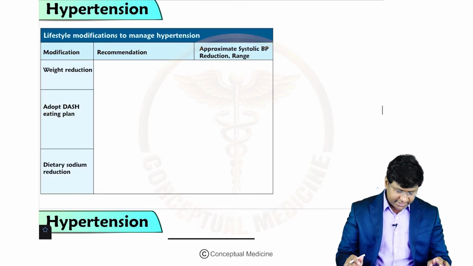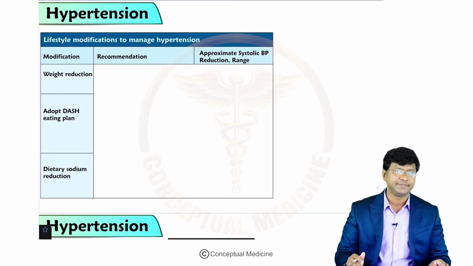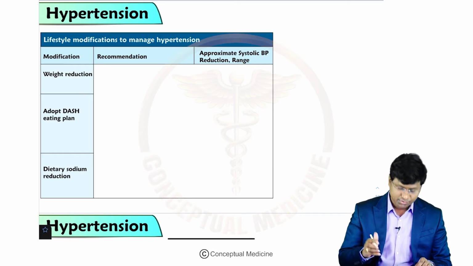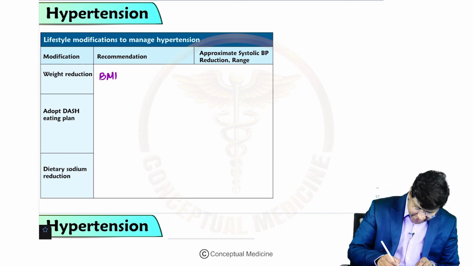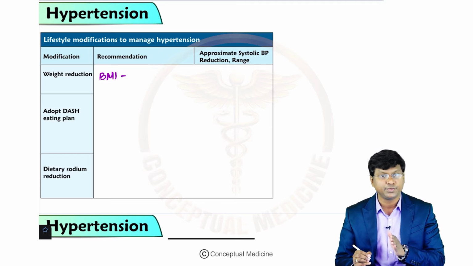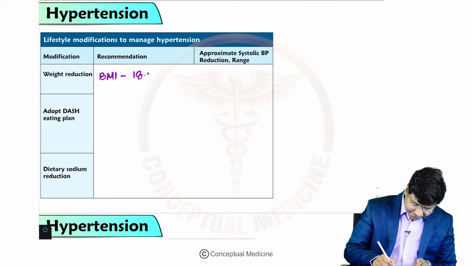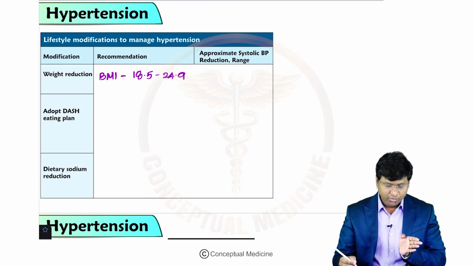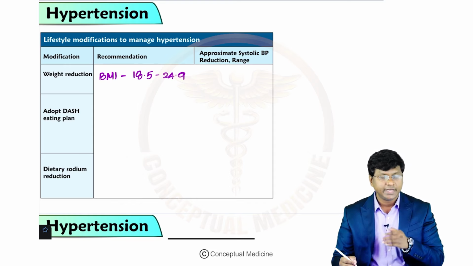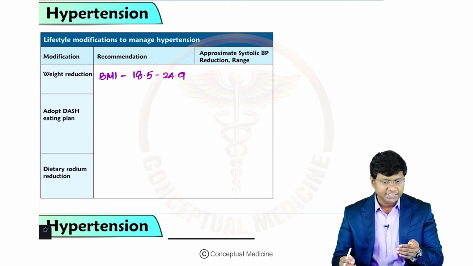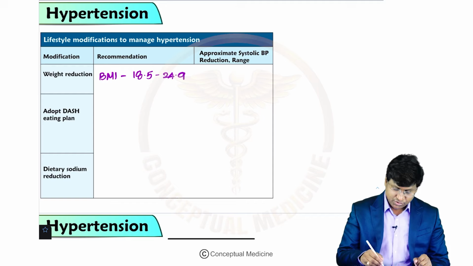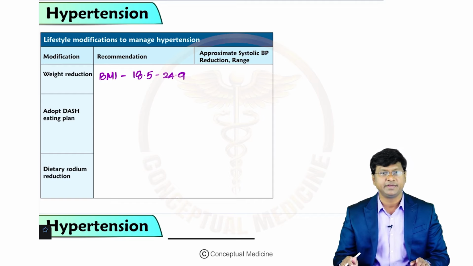So what will be the diet modification, what is that exercise regimen, and the drugs? Let me discuss. If you take the lifestyle modifications to manage hypertension, first and foremost is weight reduction. You need to maintain the normal body weight. So how much should be the BMI? The BMI in the individual should be in a range of 18.5 to 24.9. That should be the BMI in an individual.